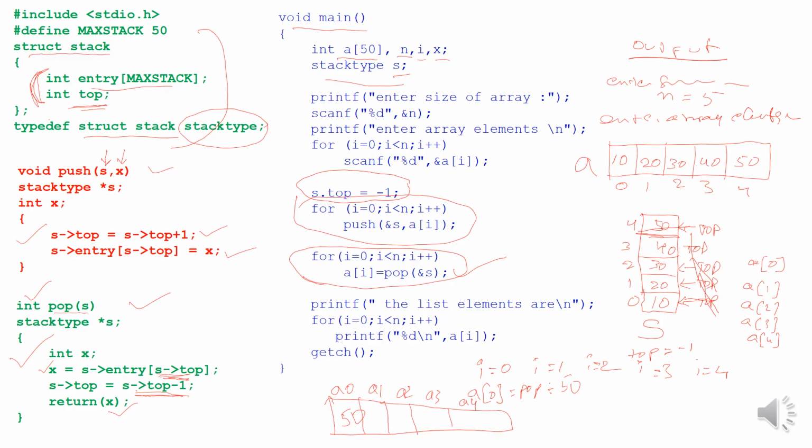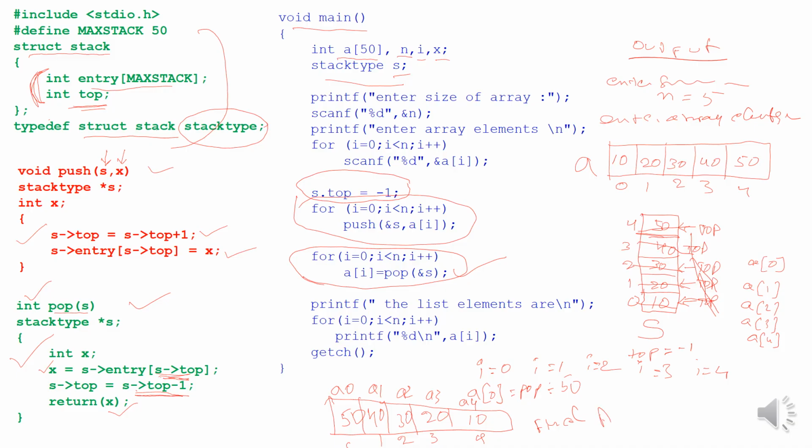First time 50 is removed, 50 is placed in A0. Next time 40 is removed, 40 is placed in A1. Then 30 is removed, 30 is placed in A2. Then 20 is removed, 20 is placed in A3. Then 10 is removed, 10 is placed in A4. So this is position 0, position 1, position 2, position 3, position 4. This is the final array.